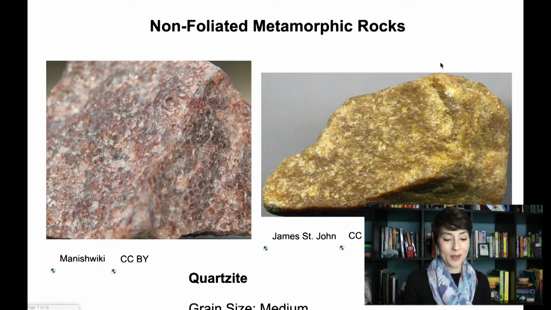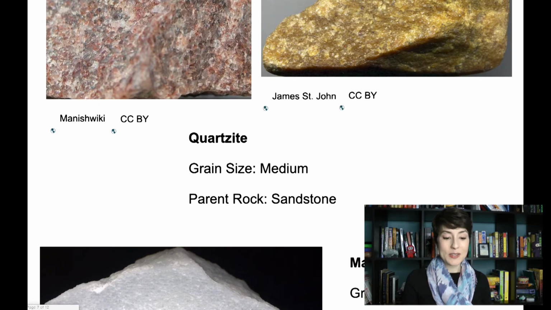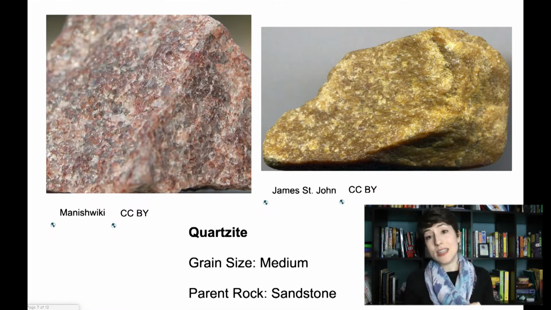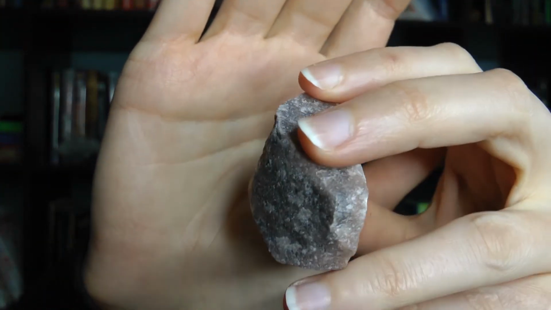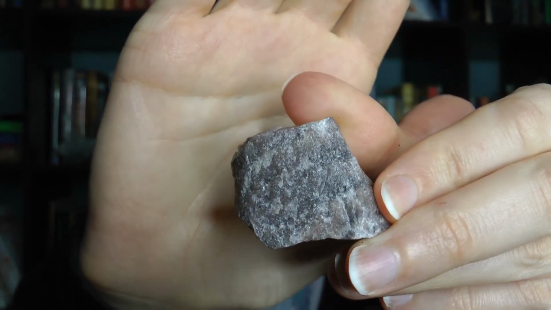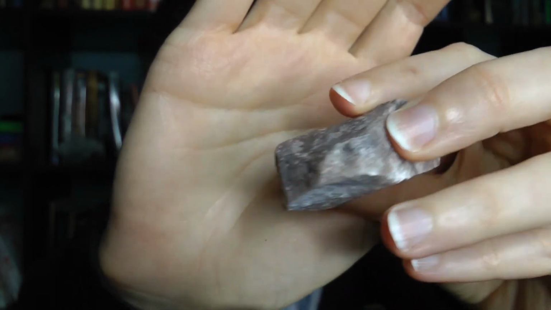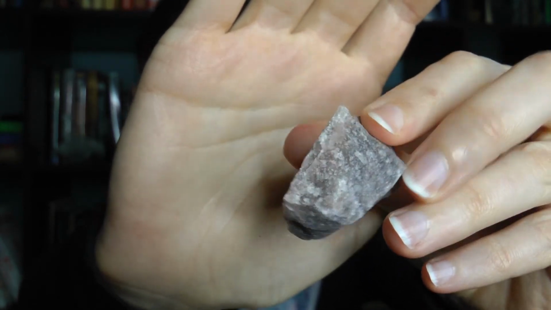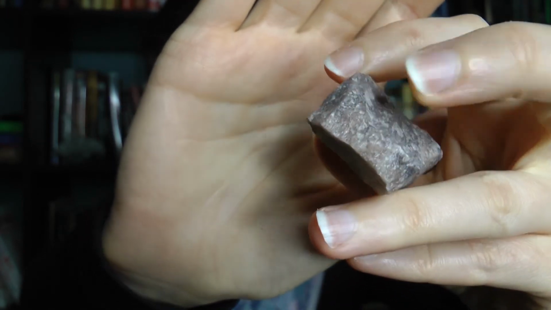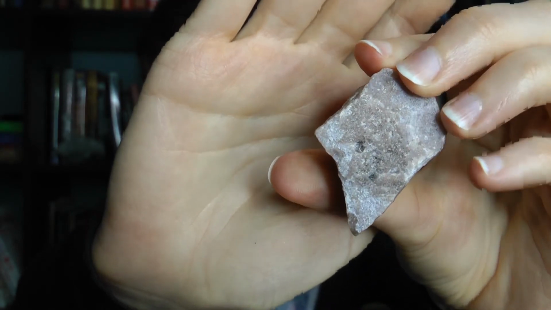Now we're going to talk about some non-foliated metamorphic rock. We're going to start with quartzite. Quartzite has a medium grain size, and the parent rock was actually sandstone. So you can imagine it's made almost completely of quartz. Here's a sample that I have of quartzite. It looks fairly generic. You're not going to see any foliation. If you looked really, really closely with a magnifying glass, you'll probably be able to see some nice blocky crystals of quartz. So the composition is almost entirely quartz.